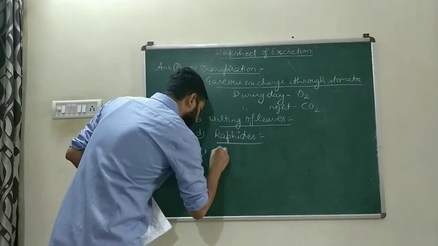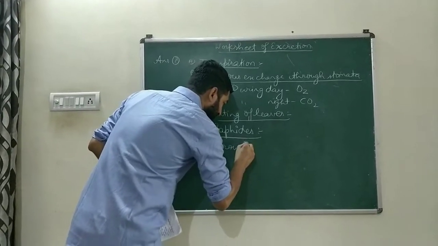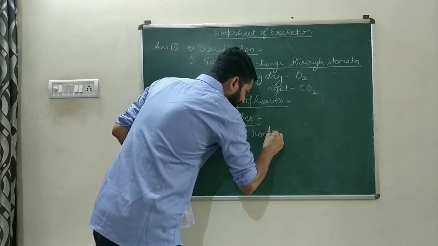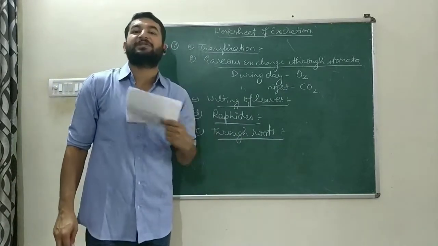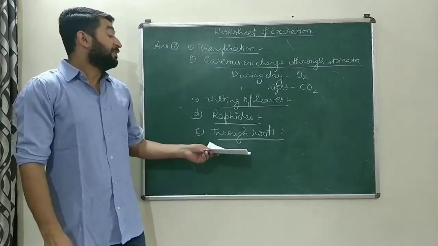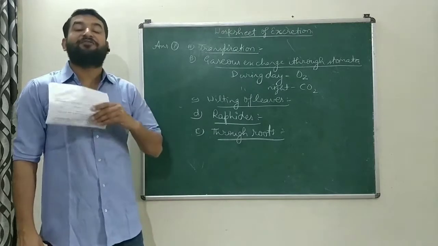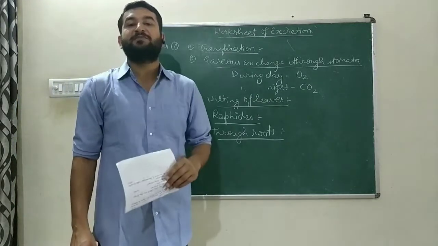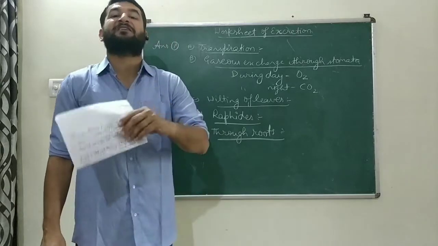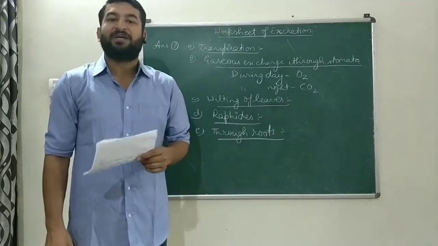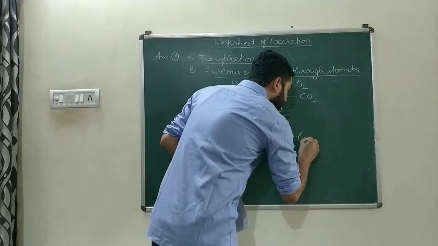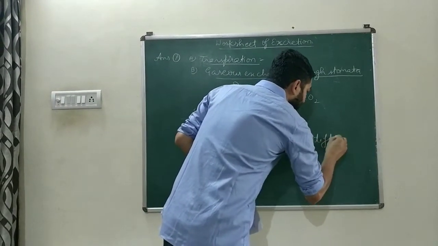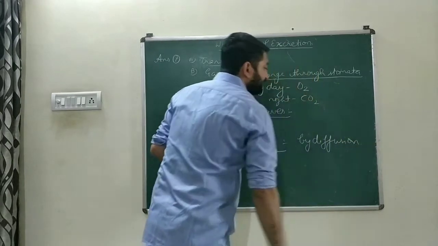Next, through roots. It's a separate question as well, beta. How do plants' roots help in the excretion of waste products? The plant roots have thin or fine root hair which helps in the removal of waste products directly to the soil by diffusion. So the waste products are removed by diffusion directly to the soil.